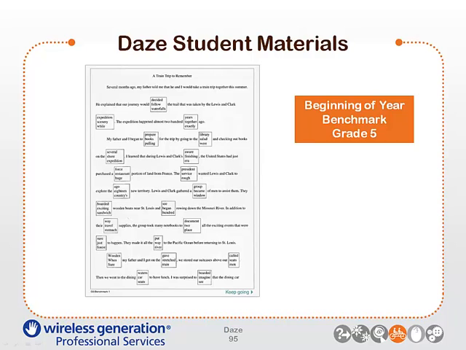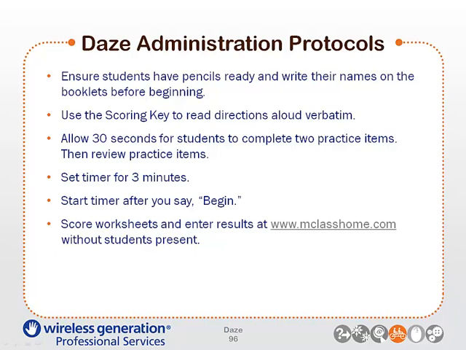Students silently read and circle the word choice which best replaces the omitted word. The assessment is timed for 3 minutes. Notice the keep going note on the bottom of the page to remind students to complete all 3 passages in the measure. Here are some things to remember as you administer the Daze assessment.